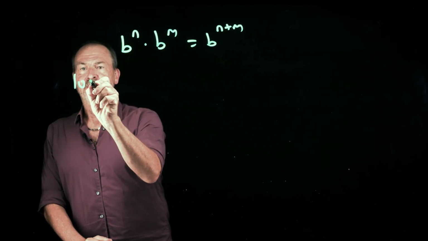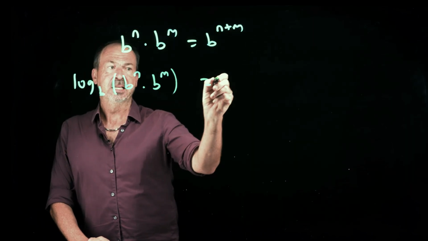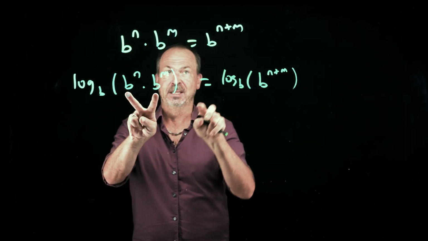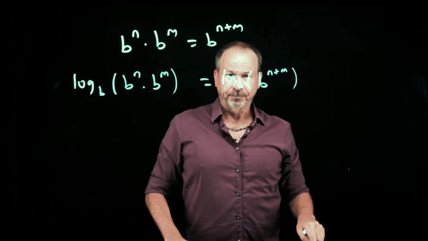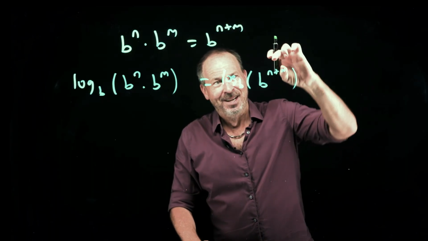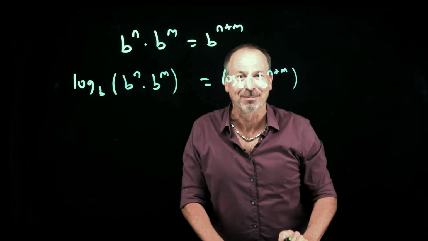I can say the logarithm base b of this product, b to the n times b to the m, is really the logarithm base b of b to the n plus m. After all, this product is b to the n plus m. And think about this. What's this saying? It's asking for the power of b that gives that. Well, clearly, n plus m is the power of b that gives the answer b to the n plus m.